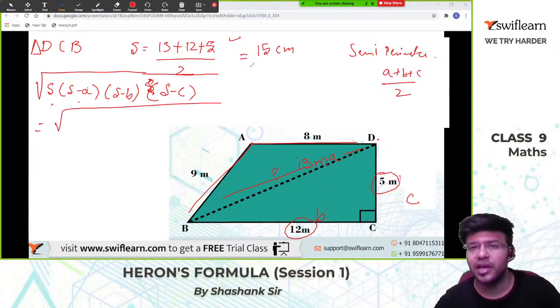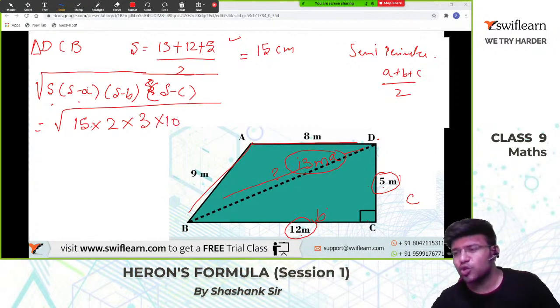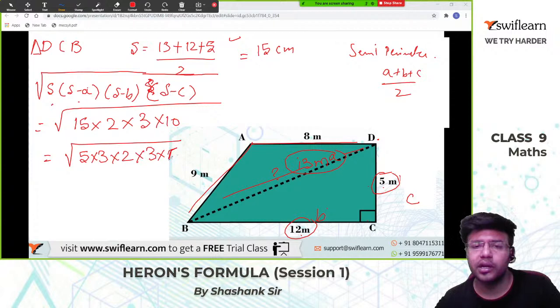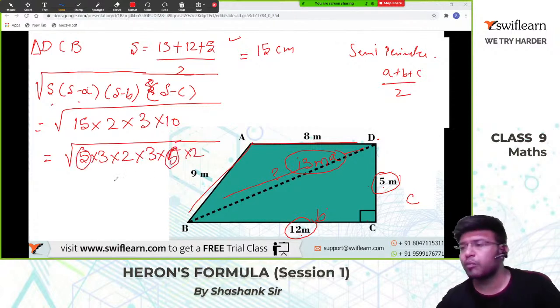Now how much is s? 15. Here I'm going to write one step directly, because the space is less. So 15 minus a, 15 minus 13, how much is that? 2. 15 minus 12 is 3. 15 minus 5 is 10. Now we have to solve this square root. 15 can be written as 5 into 3, 2 as it is, 3 as it is, 10 can be written as 5 into 2. Now make pairs. See, 5 5 has become one pair.